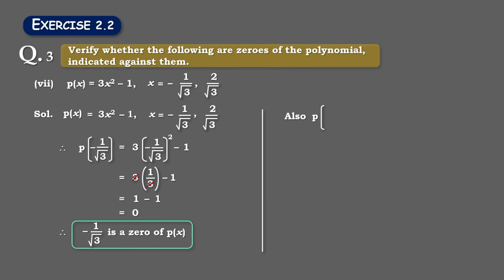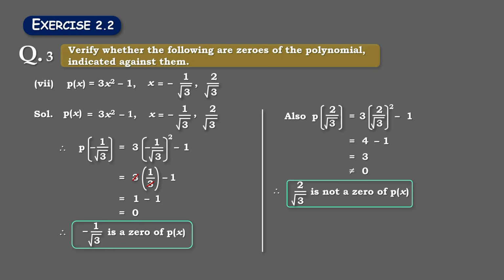Squaring 2 by root 3 gives 4 by 3. Multiplying this by 3 gives 4. Now subtract 1 from 4. The result is 3. Since the value of the polynomial is not 0, 2 by root 3 is not a zero of the polynomial. Therefore, minus 1 by root 3 is a zero of the polynomial, while 2 by root 3 is not a zero of the polynomial.